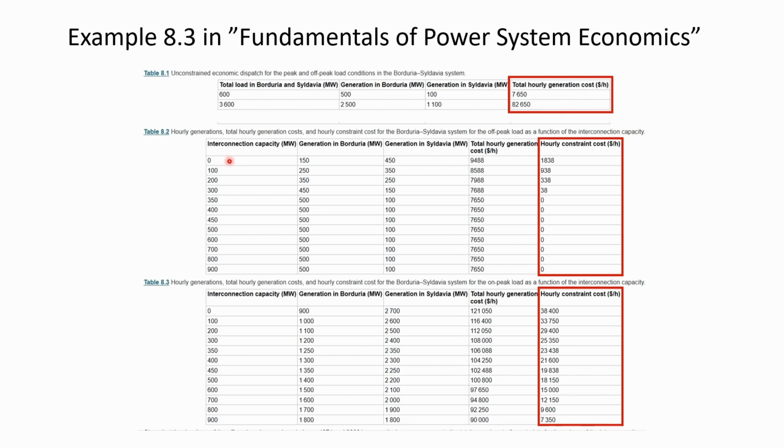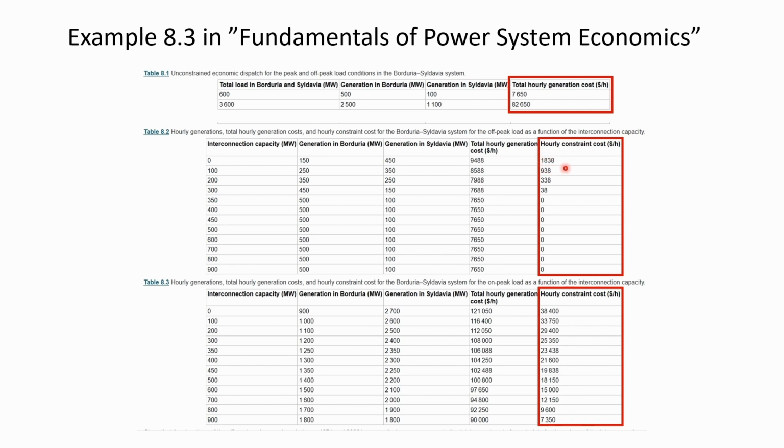And now we start doing the calculation. First, we assume that there is no interconnection here, and then the production in area B will be 150, equal to the demand, and the production in area S will be 450, also the demand in area S. And the total cost we can calculate to this amount. And when we subtract the optimal production cost from this cost, we calculate the hourly constraint cost.